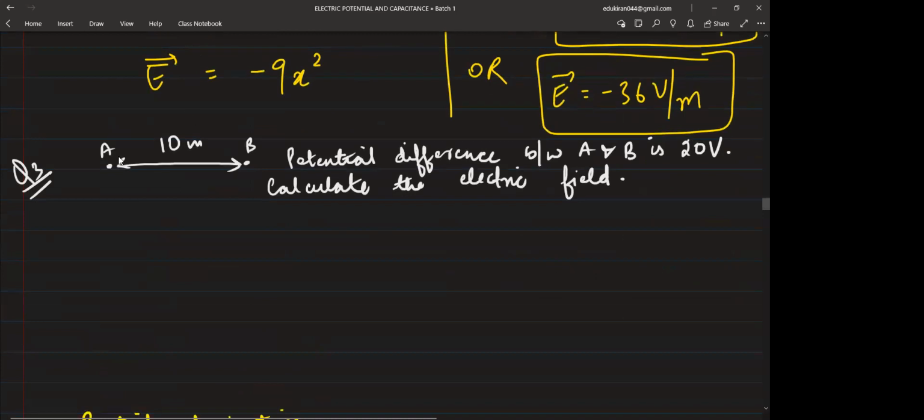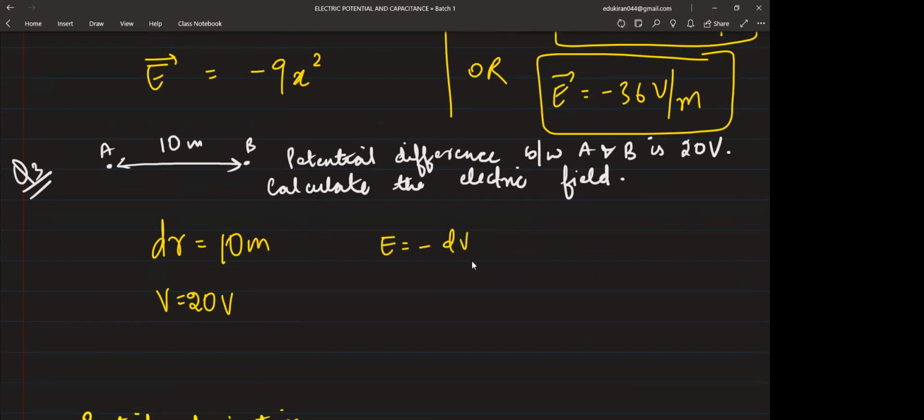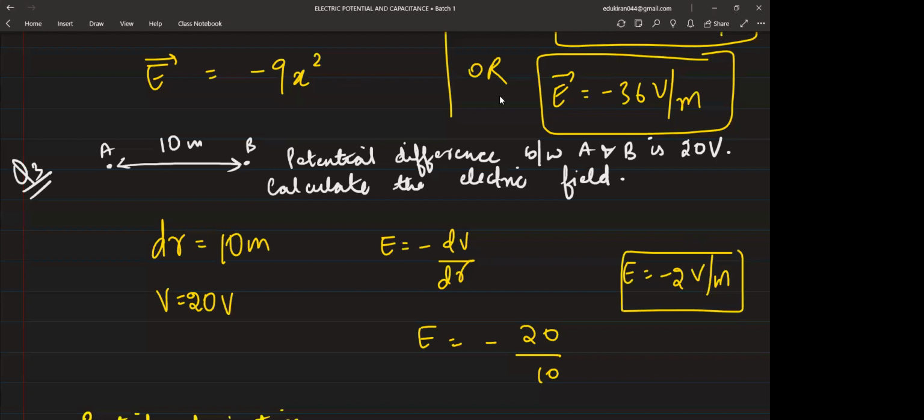See, the distance between A point and B point, dr, is 10 meters, and potential is given as 20 volts. You know E is equal to minus dV over dr, and you require the electric field. So electric field is minus 20 by 10. So electric field is minus 2 volt per meter. Write it down too.